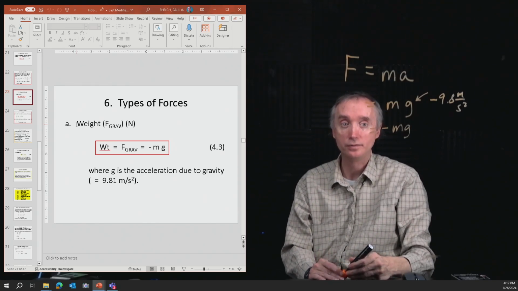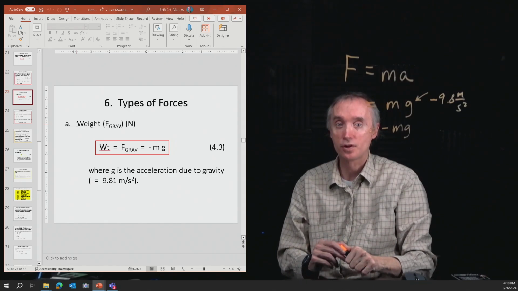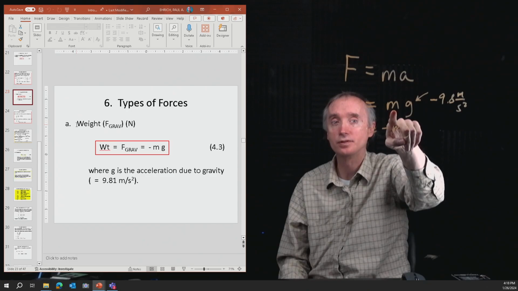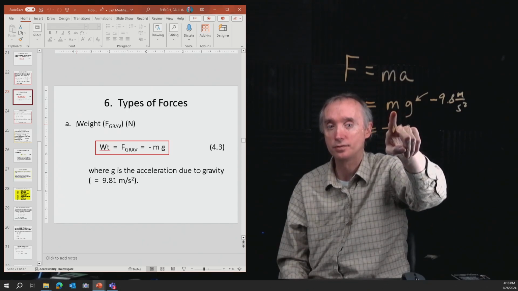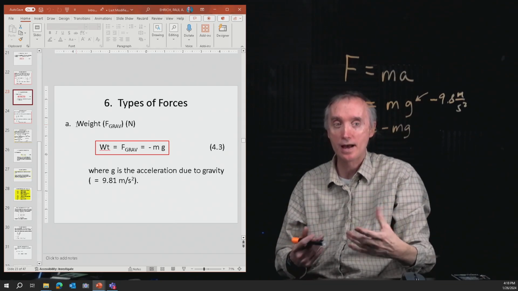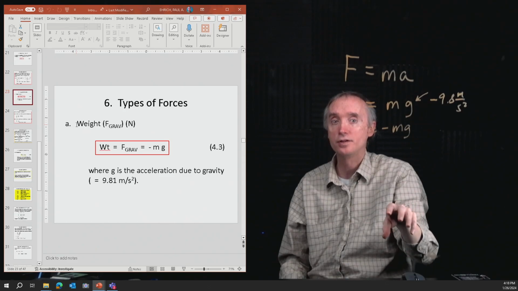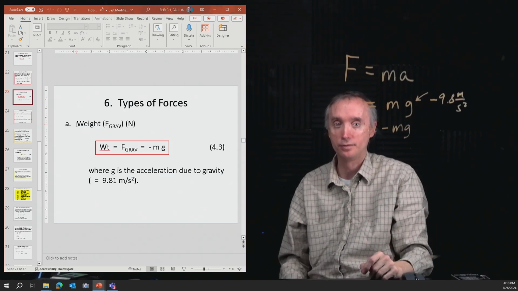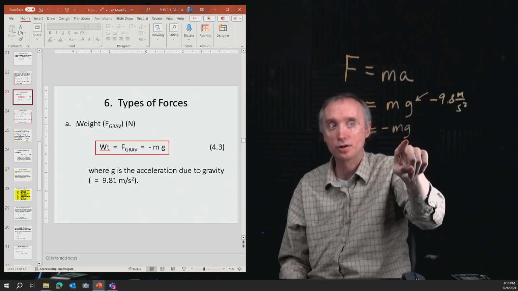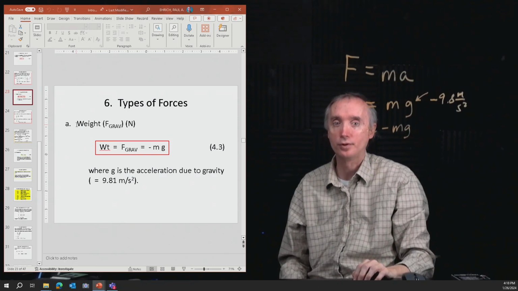It depends on gravity. It depends on what planet you're on. So notice your mass doesn't change. You always have the same mass because you're made of the same atoms. But your weight can change depending on what planet you're on. The planet is going to determine the gravity that goes into that formula.